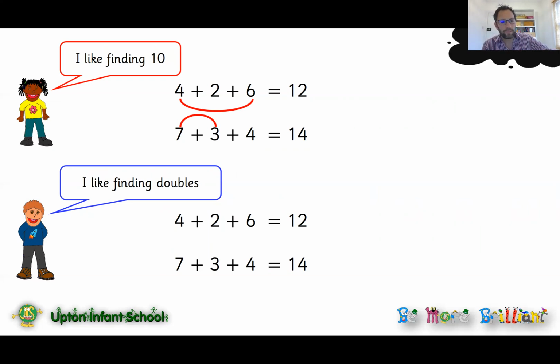What about the next one? There's Walt. Can Walt make any doubles there? 4 and 2 makes 6, and then he can do double 6, which is 12. What about the next one? 7 and 3 add 4. Oh, that's tricky, isn't it? Oh, I think I've spotted it. 3 add 4 is 7, and then we've got double 7, which makes 14.